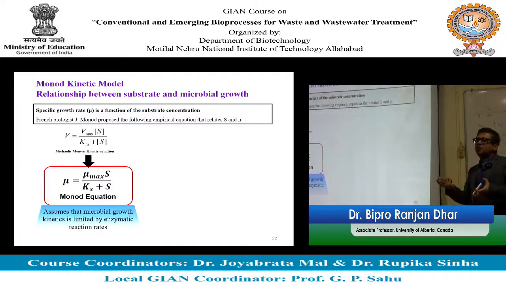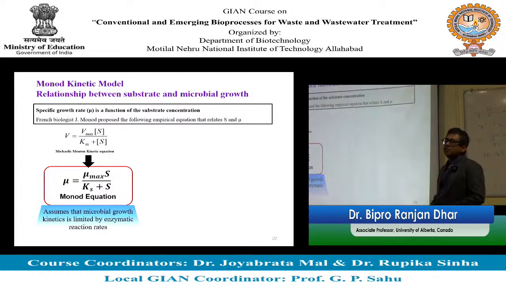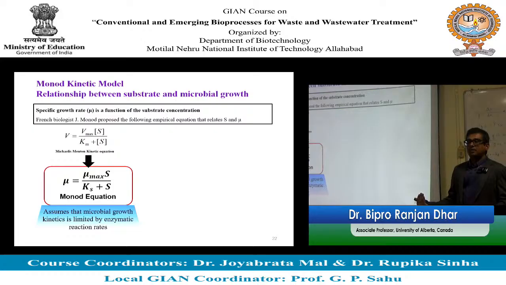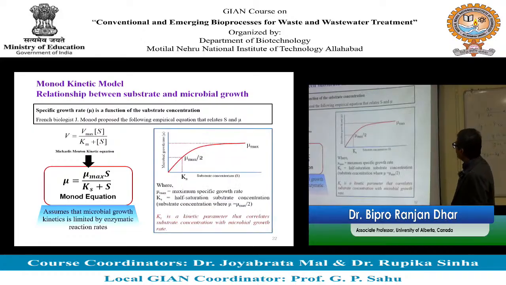I think you possibly learned about this equation in high school. It is a very popular equation for enzymatic kinetics. We consider that the rate of reaction depends on the concentration of substrate, for a certain concentration of enzyme. Here, Monod assumed that microbial growth kinetics also follows a similar pattern. So what's going to happen?